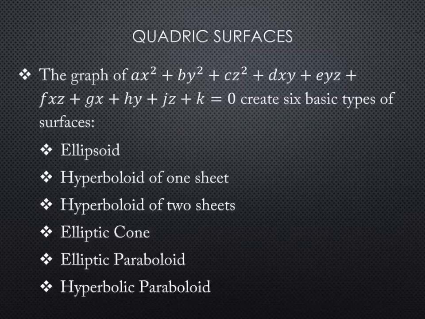And what happens is that in addition to the cylindrical surfaces we just talked about, we create 6 additional surfaces using this general form of the equation. And those 6 different surfaces are an ellipsoid, a hyperboloid of 1 sheet, a hyperboloid of 2 sheets, an elliptic cone, an elliptic paraboloid, and a hyperbolic paraboloid.